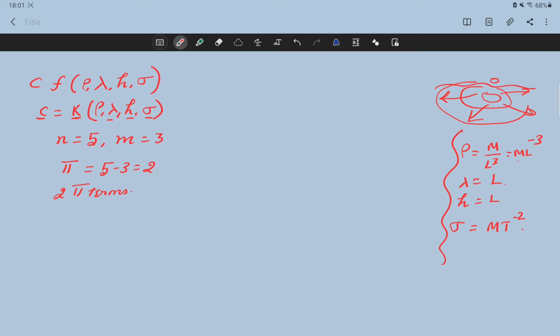Now out of these five variables, we have to select our repeating variables and non-repeating variables, yeah. We cannot select c as a repeating variable. The reason is, this is our dependent variable, this is what we are interested in. And so what can we choose? Well, I can choose h, height. So if I'm choosing height, I cannot choose lambda, yeah. Why can I not choose lambda? Because lambda and h have the same dimension, L.